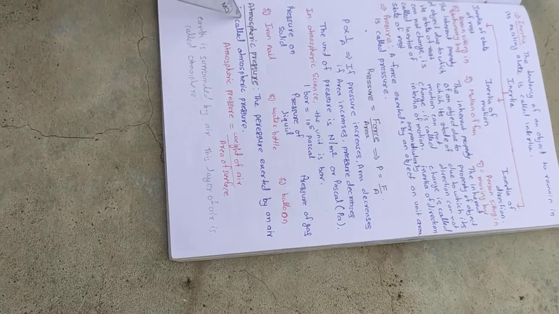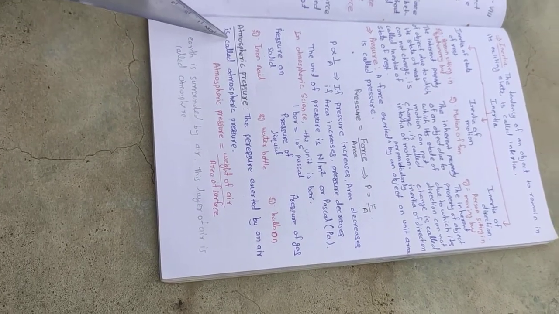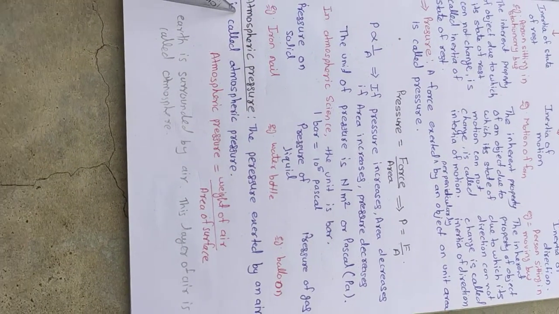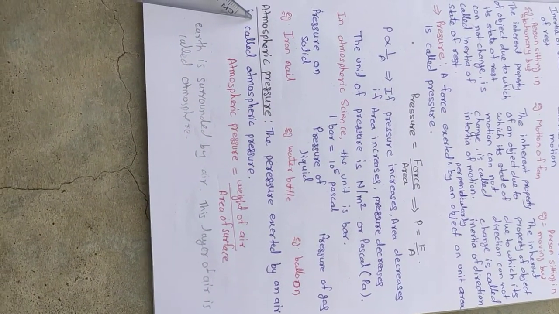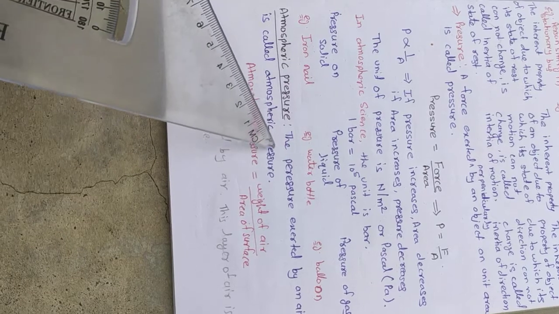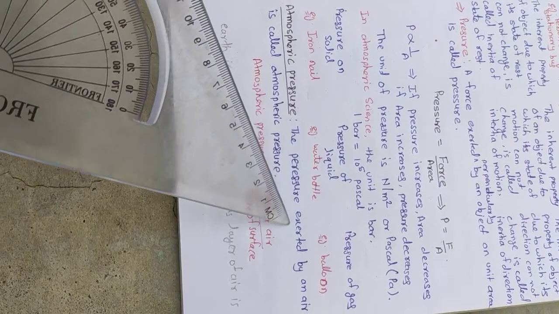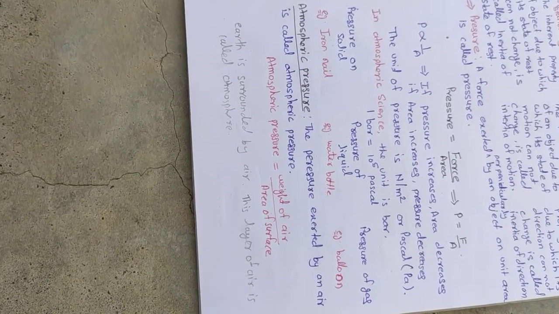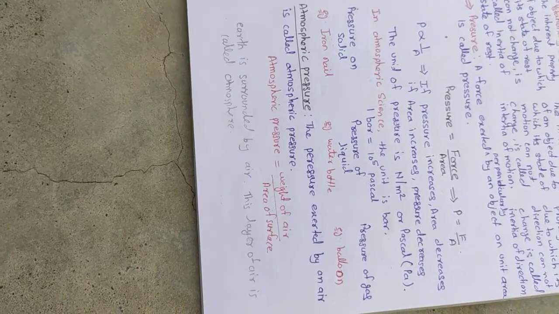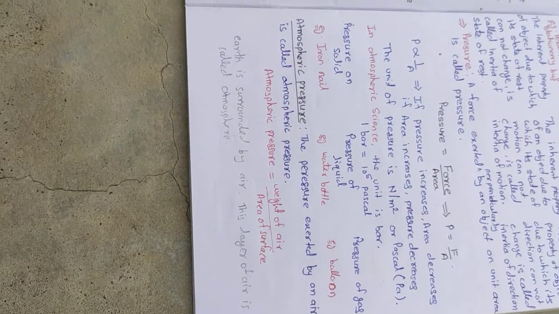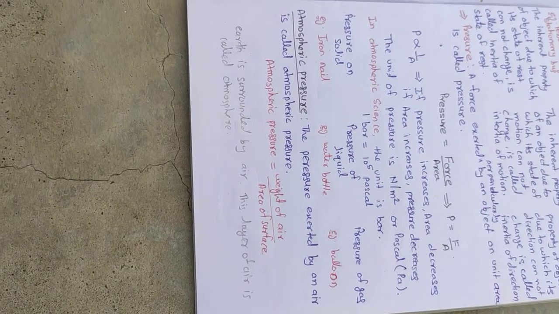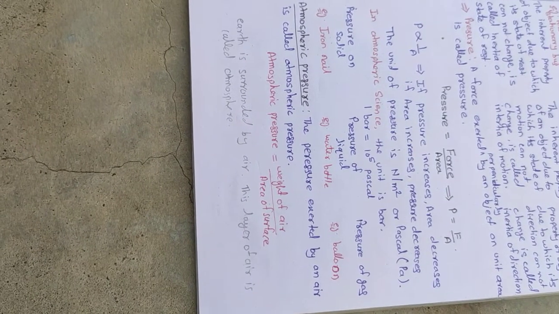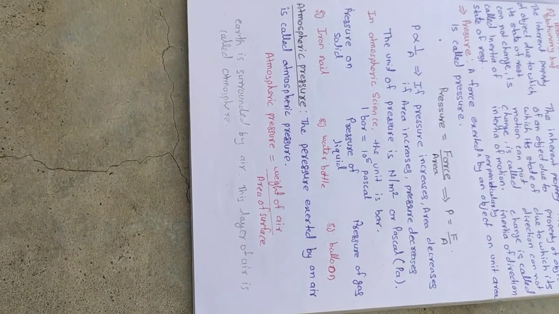The next subtopic is atmospheric pressure. The definition is the pressure exerted by air is called atmospheric pressure. Why air? Because our earth is surrounded by air, and the layer of air is called atmosphere. So we can say the pressure exerted by air or by the atmosphere is called atmospheric pressure.